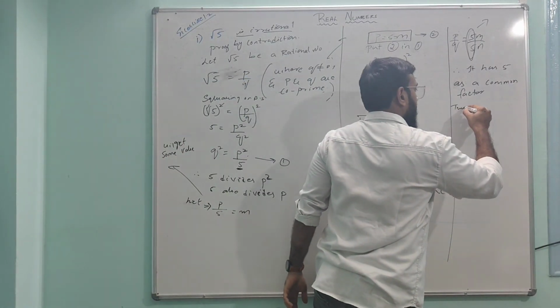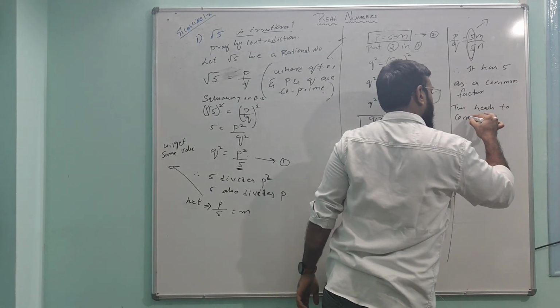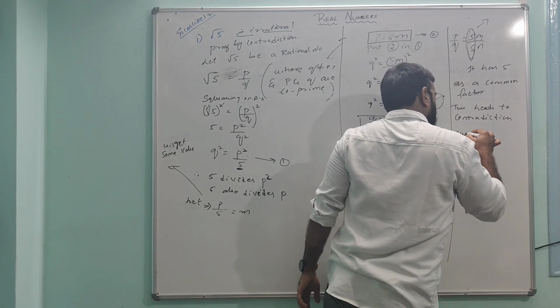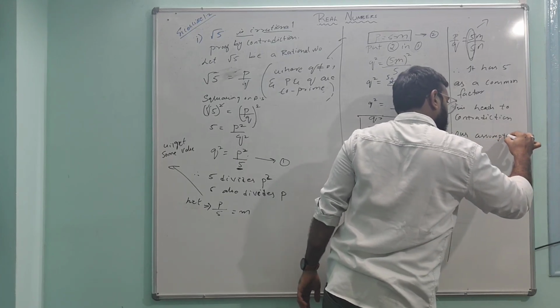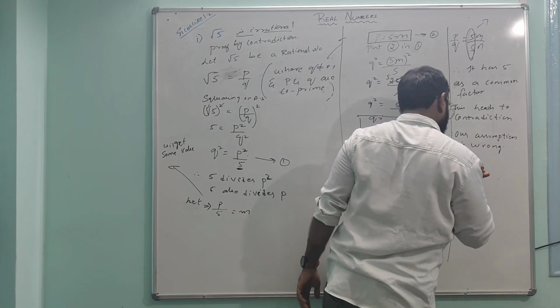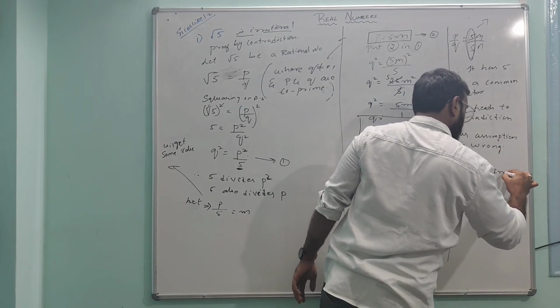This leads to contradiction. Our assumption is wrong. Therefore, root 5 is irrational.